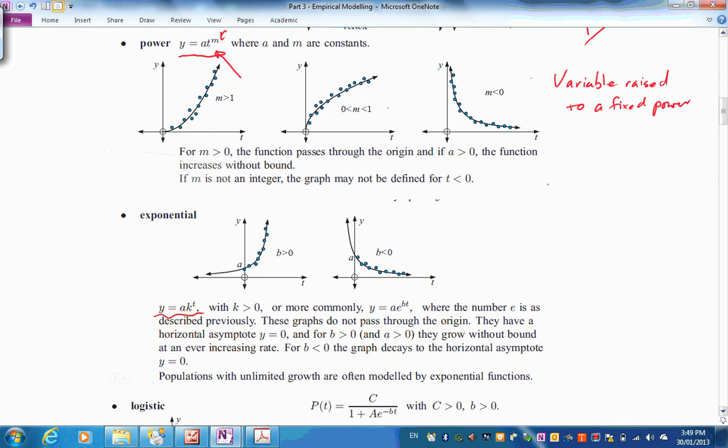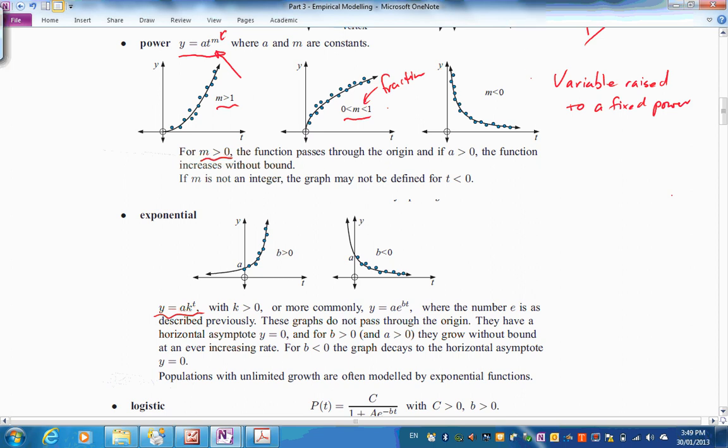So what are the characteristics of this? If you have a positive power, and that's generally what we'll be using, so if the power is positive, the function passes through the origin, so it's these first two, this one here, greater than 1 or between 0 and 1. Quite a different shape here. Between 0 and 1 means the power will be a fraction, but we're still talking about a positive value. So you get these two different growths.